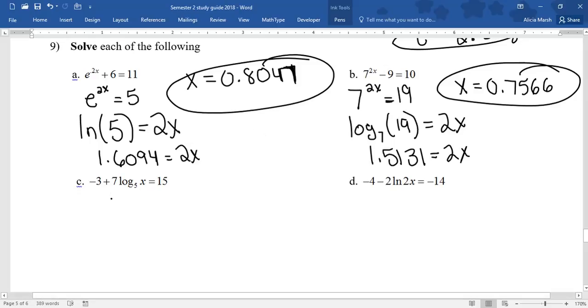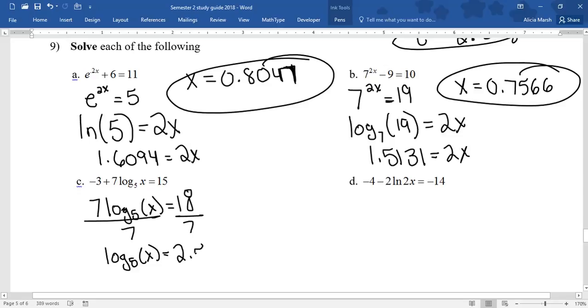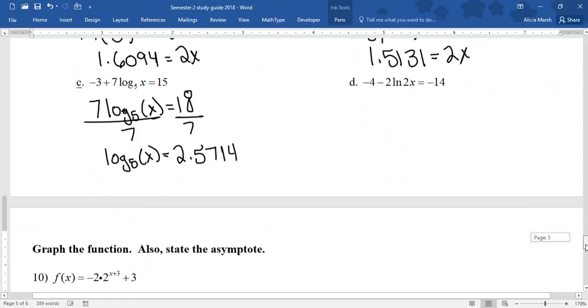Logarithmic, however, you did need to worry. So I'm going to first solve, add 3 over, so I'm going to get 7 log base 5 of x is equal to 18. Okay, now I'm going to divide by 7. So we get log base 5 of x is equal to 18 divided by 7. I get a number of 2.5714.